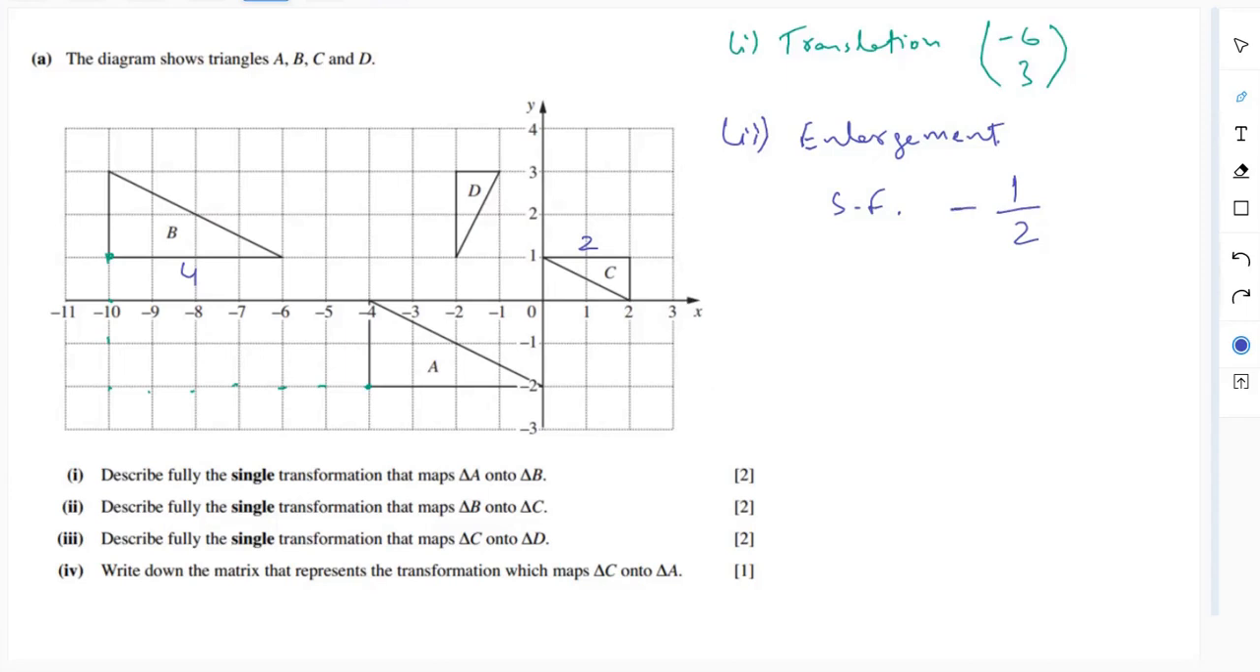ठीक है? Or you can also do it by finding the center of enlargement first. Center of enlargement figure out कर लें, और उसके बाद फिर आप देख लेंगे center के opposite sides पर है, तो वो negative scale factor होगा.